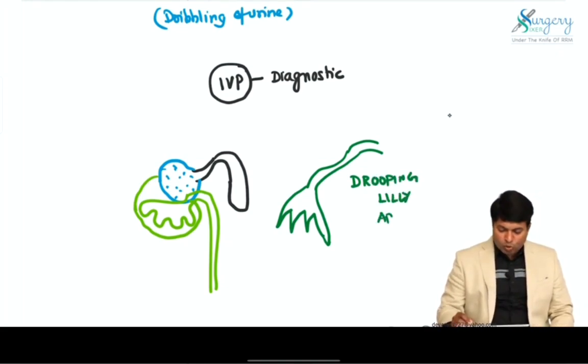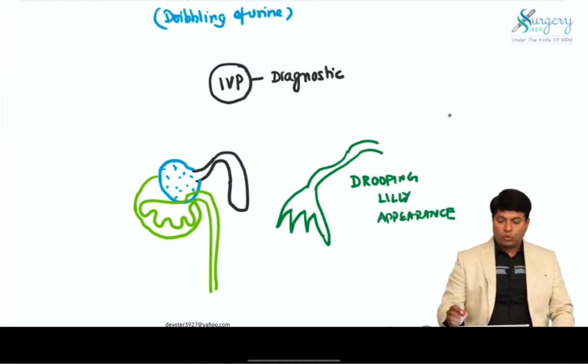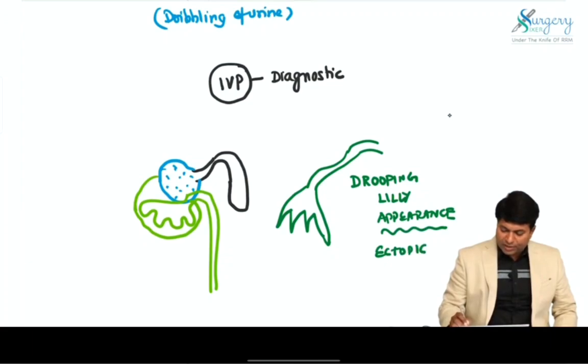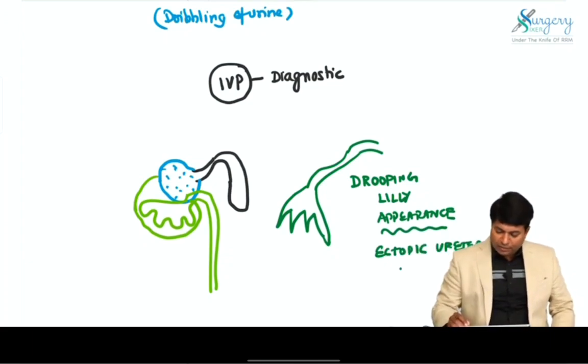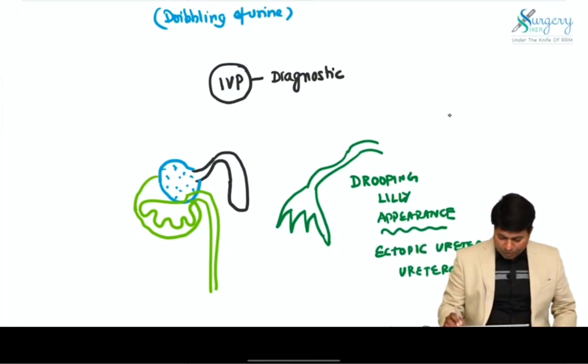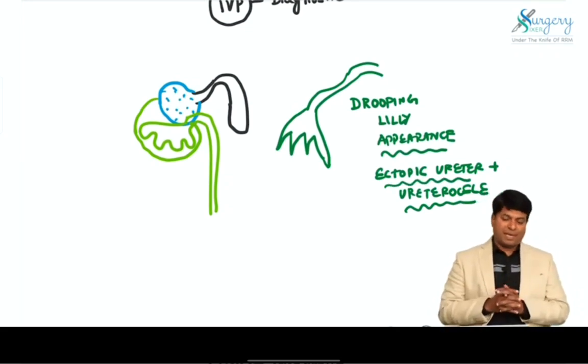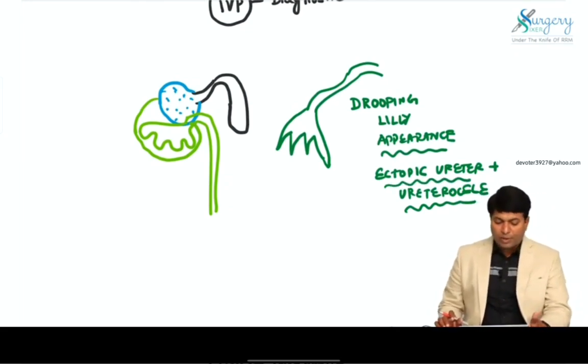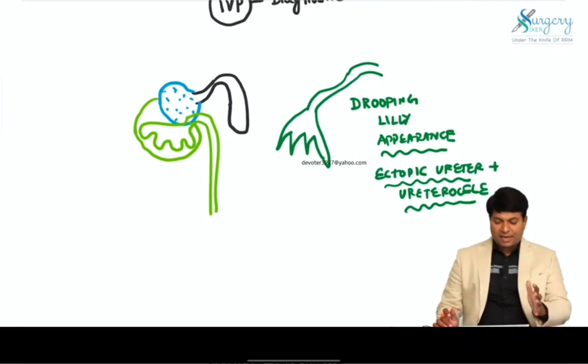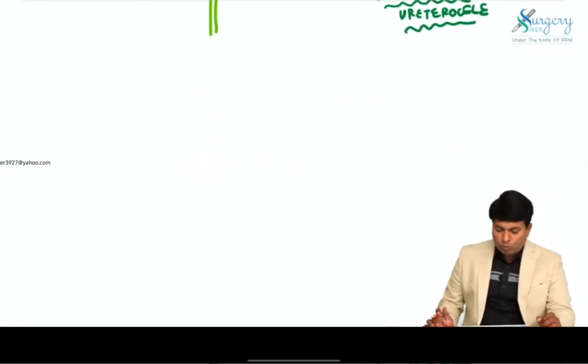Drooping lily appearance is seen in neuroblastoma also. It is also seen in this place, in ectopic ureter with ureterocele. So please don't forget this point. This is one IVP appearance. Please don't forget the lower pole ureter will reflux, and the upper pole ureter will form an obstruction and cause a drooping lily appearance. So these are the classical MCQ points from ectopic ureter.